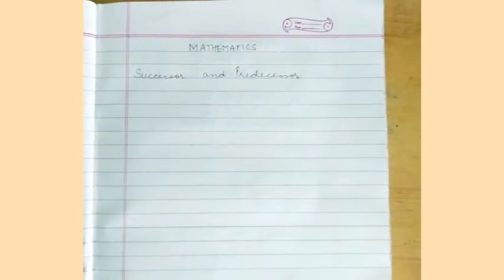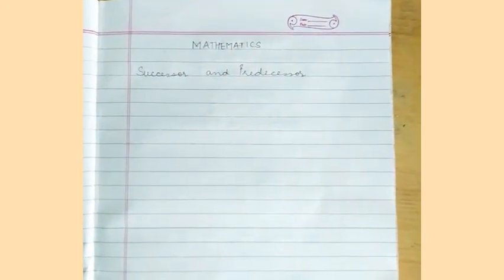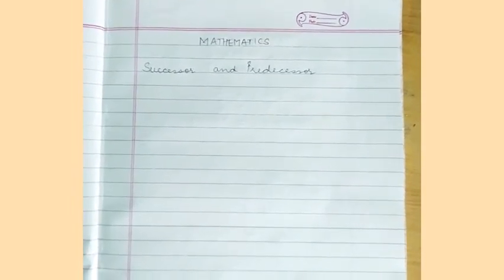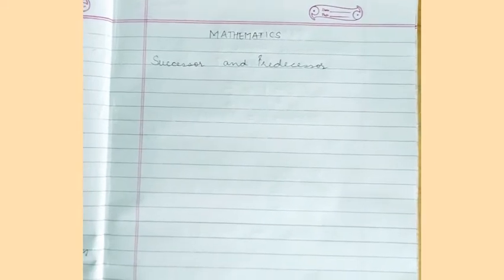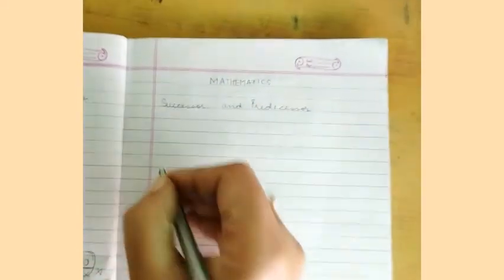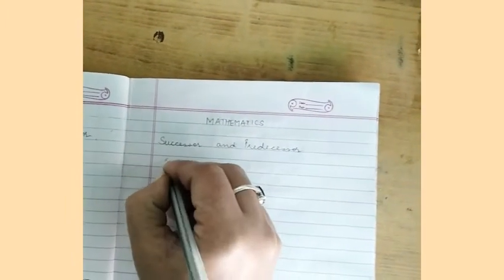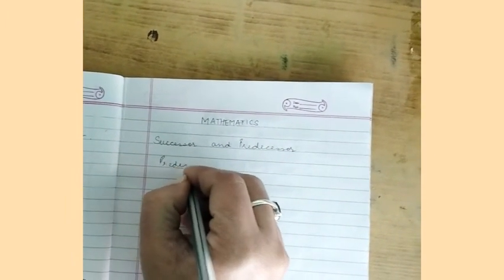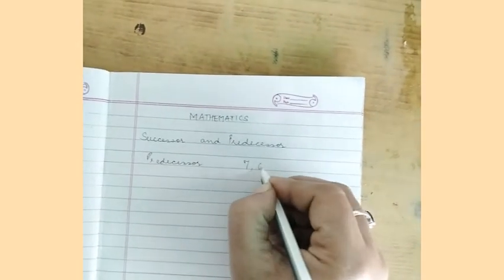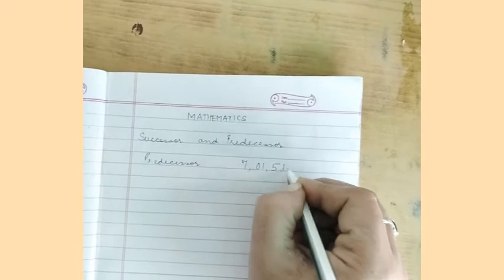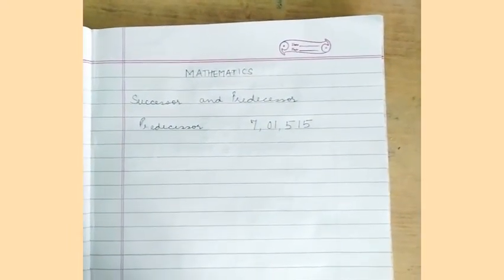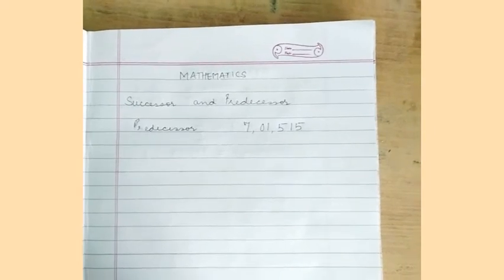So children, now that you are familiar with the concept of successor and predecessor, let's find out the successor and predecessor for some bigger numbers. Tell me the predecessor of 7,01,515. How will you find it out? Either you can do it orally or you can simply subtract 1.